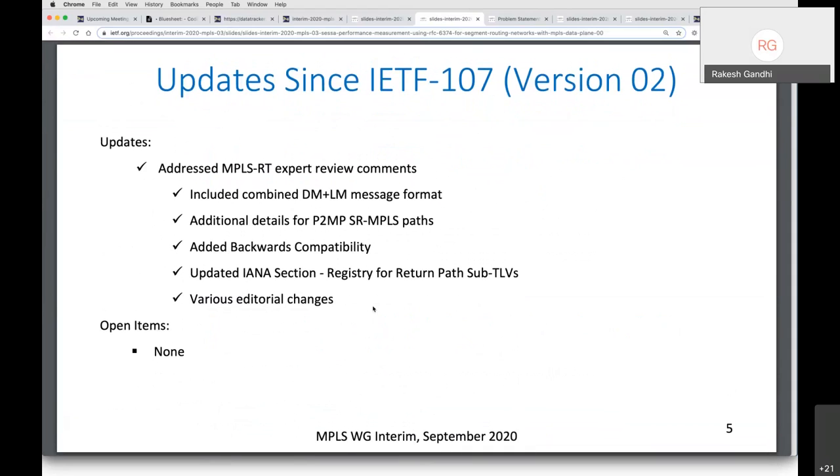So before adoption, the MPLS RT expert review was done, and we have updated the draft to address the comments. The comments were to support the combined DM plus LM message format. There were some questions about P2MP, so we have added details for P2MP SR MPLS paths, and added a section on backwards compatibility. IANA was missing a registry for the return path sub TLV, so this was added in the draft, along with various editorial changes suggested by the experts.